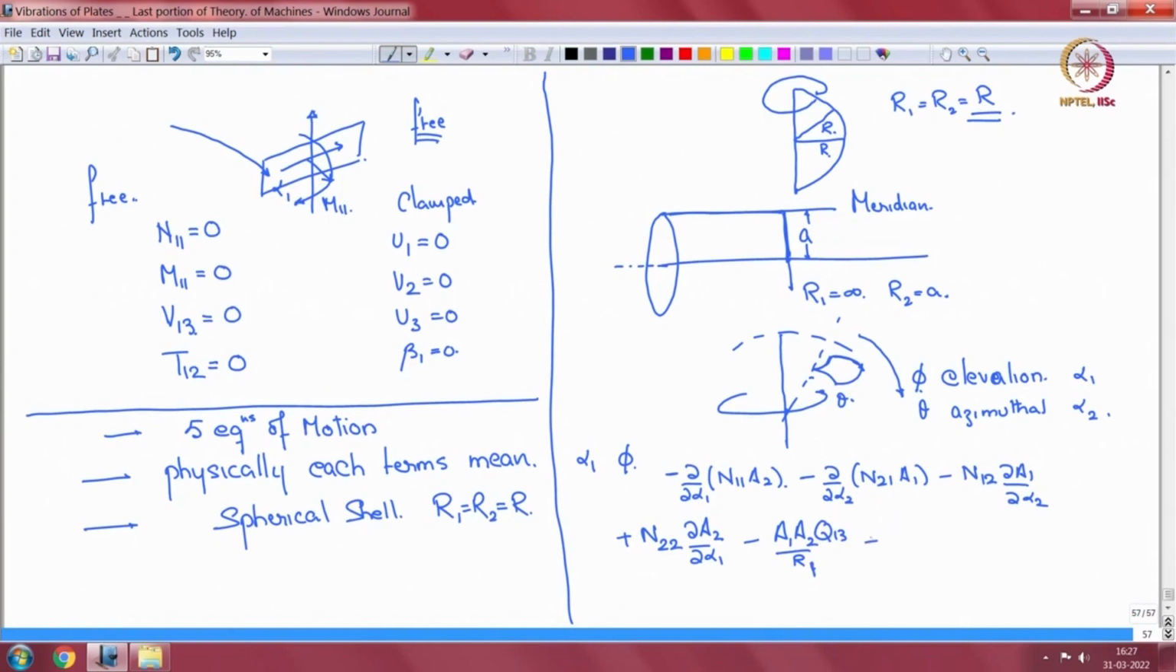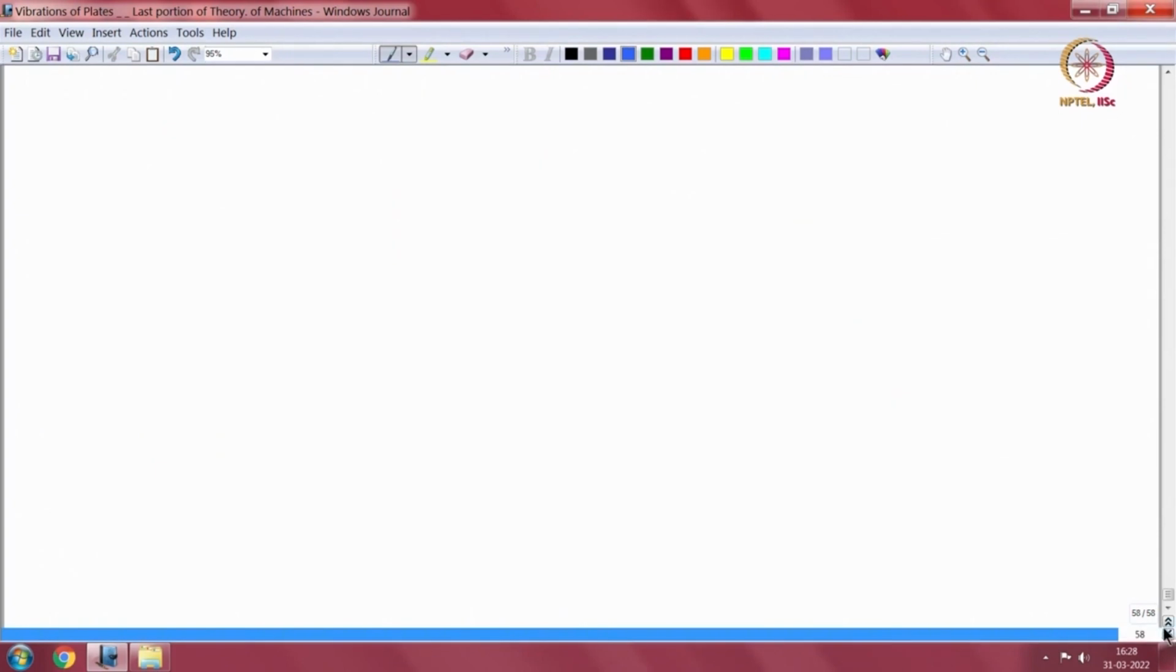Plus A1 A2 rho H U1 double dot is equal to the force Q1. This is the most general alpha 1 equation. So let's look at each of these terms. In the spherical coordinates, we have given R1 is equal to R2 is equal to R.